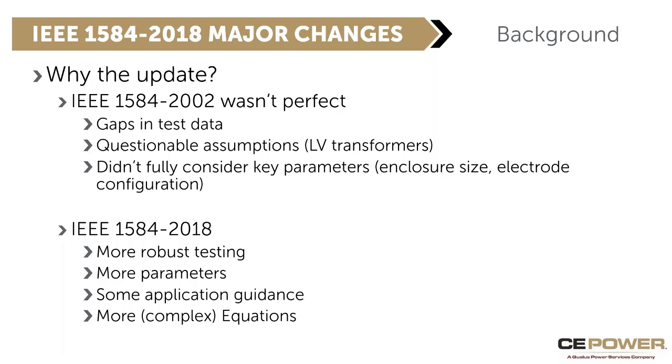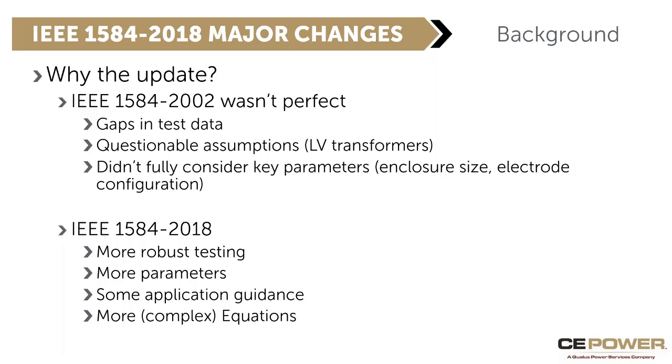It was replaced with something that's going to be one of the major talking points today. And maybe they didn't look at all of the parameters that they needed to. Things like enclosure size and electrode configuration weren't strictly considered in the 2002 model. Turns out those might have a pretty substantial impact on the calculations. 2018 kind of resolved a lot of those things. They had much more robust testing, from 300 test points to over 1,800. More parameters, they considered things like enclosure size and electrode configuration.